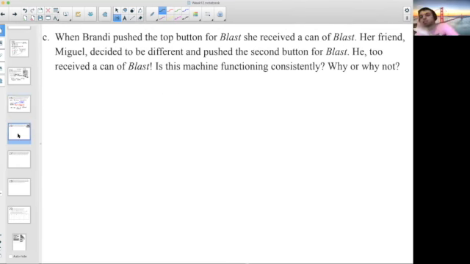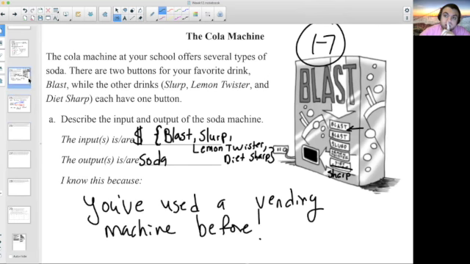Okay, so that's the first scenario. So here's another scenario. All right, Brandy. Now Brandy pushed the top button to blast. So here's the one trick. We've got to just go back to the machine. Remember how there's two buttons for blast.